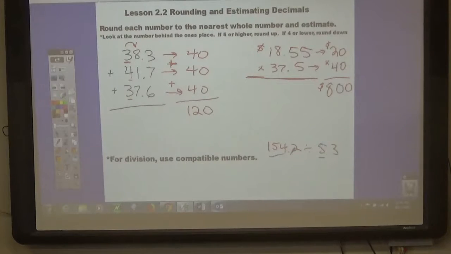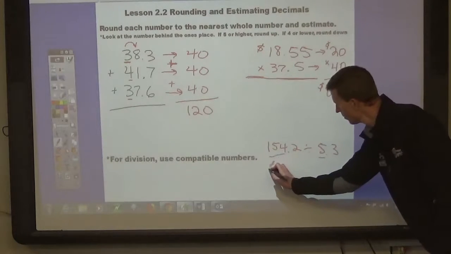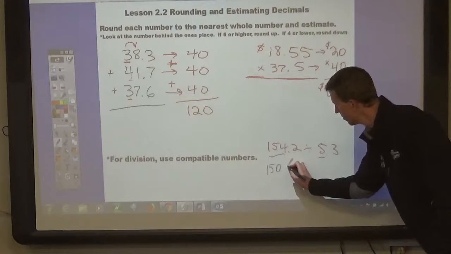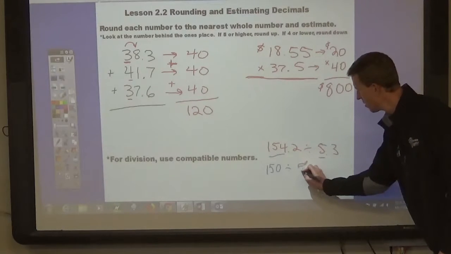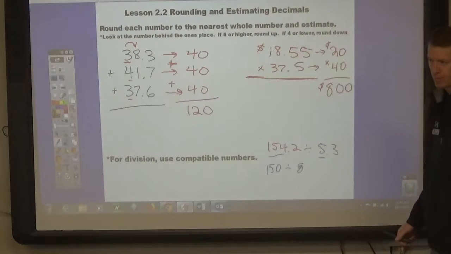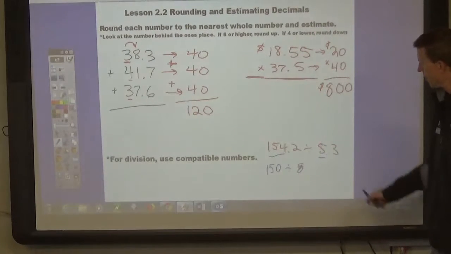Sam? 100 and on that side, and then just 5 on this side. Right? 5.3.